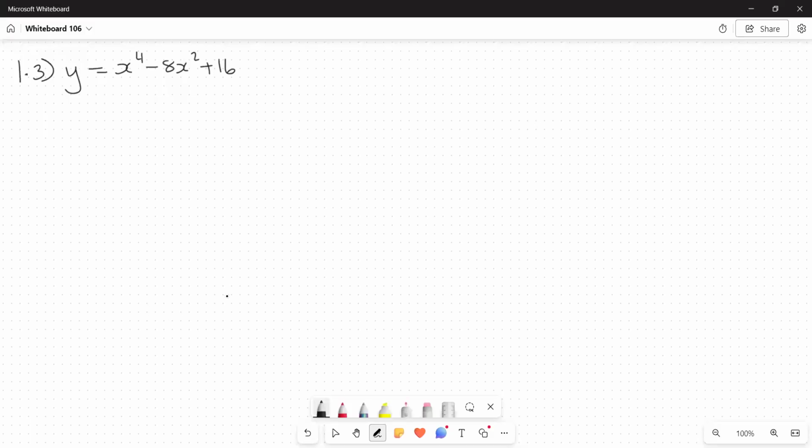Okay, the next question, this is the graph that we have to sketch. You can see it's another polynomial. Any polynomial that we're given, we should be able to sketch. Follow the steps, you will always get to the answer. So we start with our intercepts.